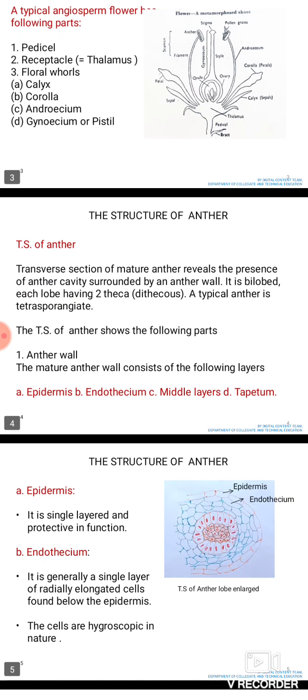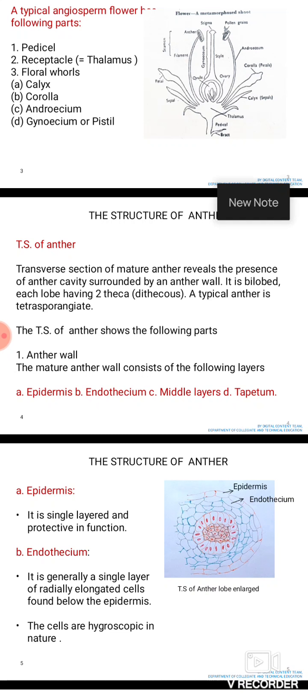Coming to the structure of an anther. In a transverse section, a mature anther shows the presence of an anther cavity surrounded by anther wall. It is bilobed, each lobe having two theca, that is, it is dithecous. A typical anther is tetrasporangiate, and in a transverse section it shows the following layers, namely epidermis, endothecium, middle layer and tapetum.